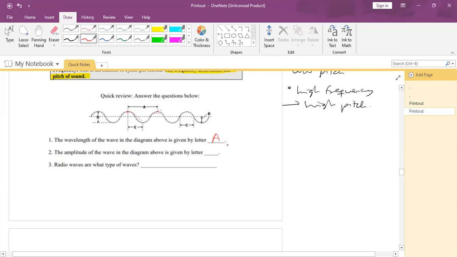Somebody else should try. Would it be E? The amplitude. Amplitude is the vertical. Yeah, amplitude is a vertical displacement from the reference points.